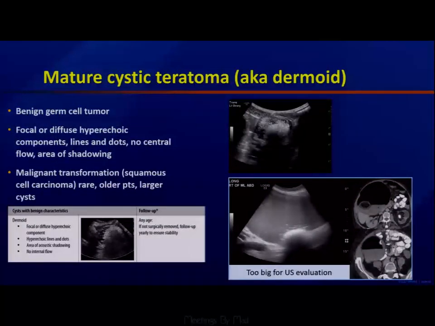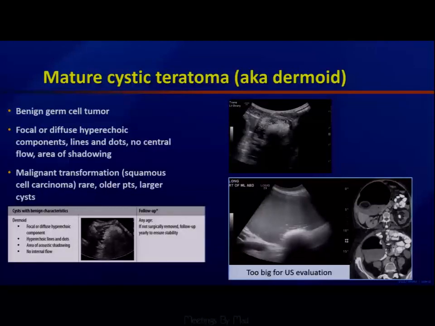Moving on in our review of benign things, mature cystic teratomas, also known as dermoids, are a benign germ cell tumor. These can have focal or diffuse hyperechoic components. You're all familiar with their internal architecture, the dot dash sign or the lines and dots potentially reflecting a hair component. There really should be no central flow, but areas of shadowing are common. Malignant transformation, if it occurs, is of course very rare and is of the squamous variety. Also, older patients and larger cysts are more prone to malignant transformation. A lot of times, despite their being benign, they're removed for symptoms or to reduce risks of torsion. If they're not removed for whatever reason, follow-up is typically yearly to ensure stability.